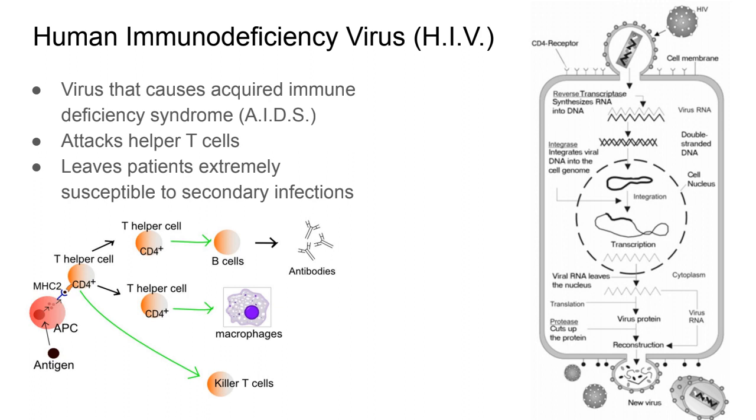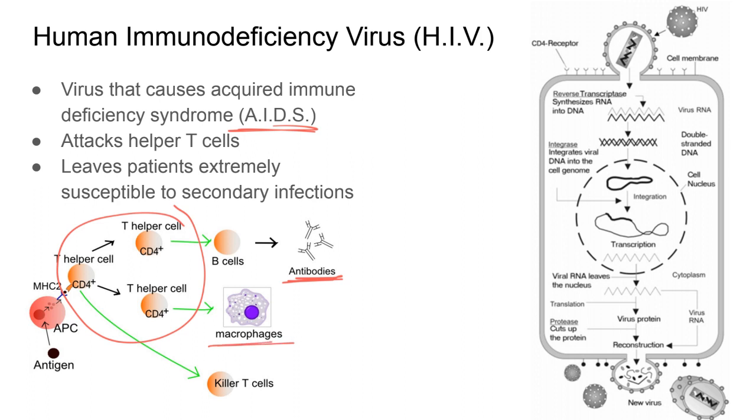Okay, so we're going to look at one particular example of a viral disease, human immunodeficiency virus, or HIV, because HIV is very specific and it's a little bit different. HIV is the virus that causes AIDS, so it can lead to acquired immune deficiency syndrome. It does that by attacking these helper T cells. You'll see in this diagram here, the helper T cells help eventually make antibodies.